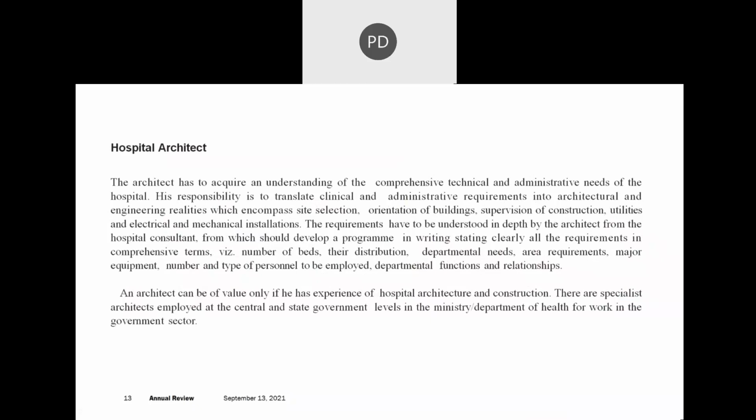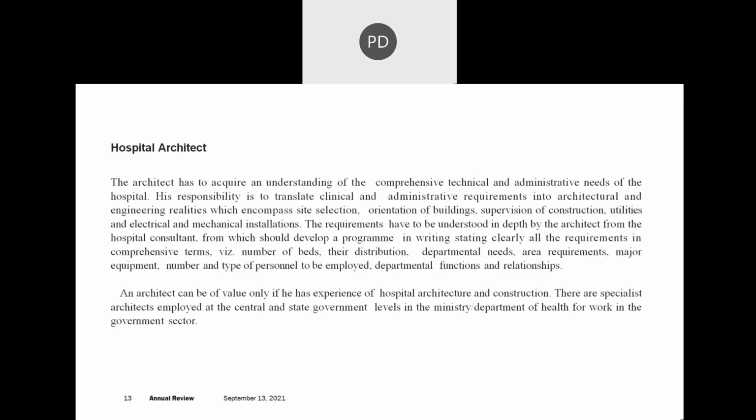So basically, the architect has to acquire an understanding of the comprehensive technical and administrative need of the hospital before planning. First thing, he has to get understanding from the consultant and from the medical team. Medical team in the sense, not the rest of the medical team who will be in clinical service, but at least the medical superintendent and the hospital administrator, okay, and the consultant. From them, he has to take an understanding about technical and administrative needs of the hospital. What are the technical and administrative needs of the hospital? Then only he can plan a particular hospital.